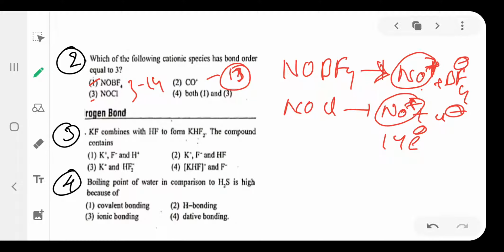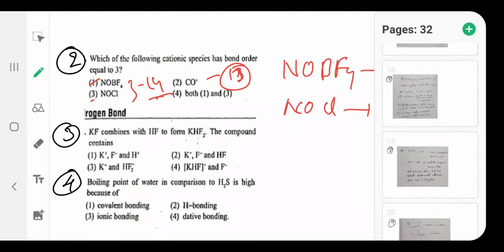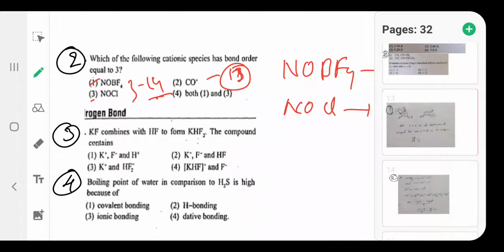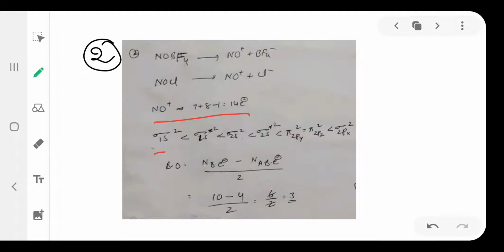But the question is which of the following species have bond order equal to 3. So for these 14 electrons we have to write the molecular electron configuration. See the molecular electron configuration of NO plus, with 14 electrons: sigma 1s2, sigma star 1s2, sigma 2s2, sigma star 2s2, pi 2px2, pi 2py2, sigma 2pz2.